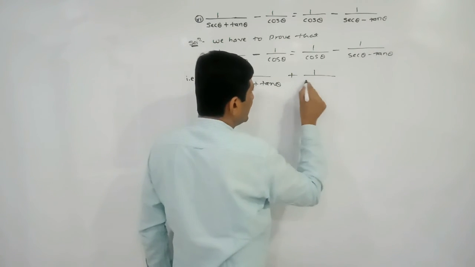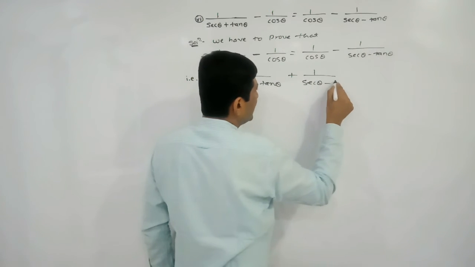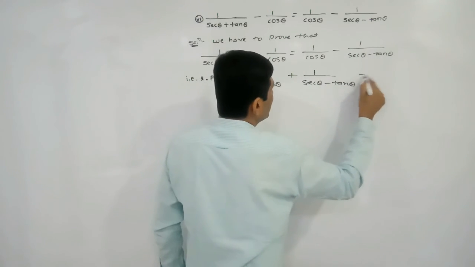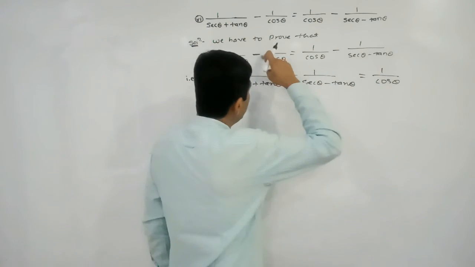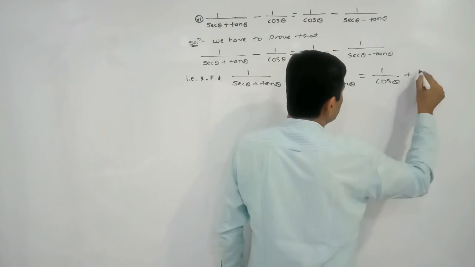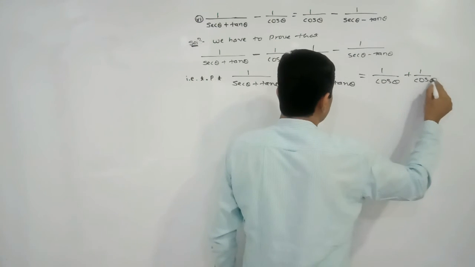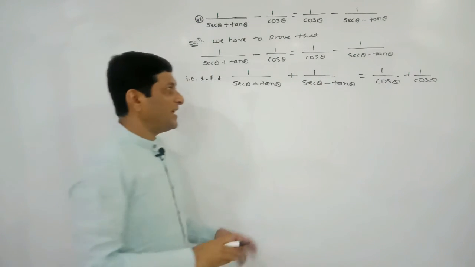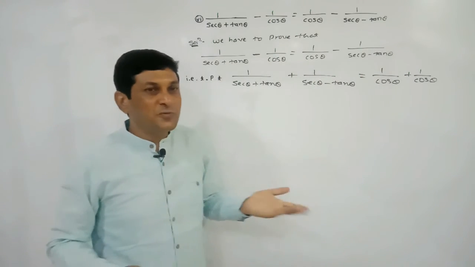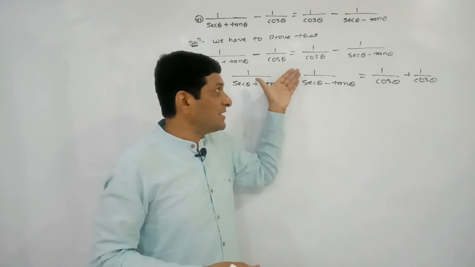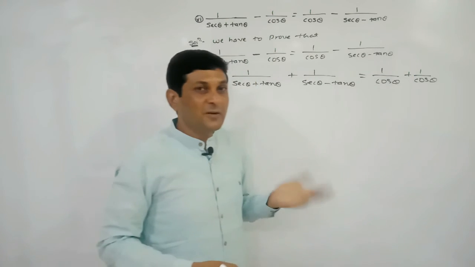1 upon sec theta minus tan theta is equal to, on this side 1 upon cos theta, keep it as it is, and this minus term on this side will become plus 1 upon cos theta. So if we are able to show that this left hand side is equal to right hand side, then what we'll get? After showing that this left hand side and right hand side are equal, then what do we have to do?